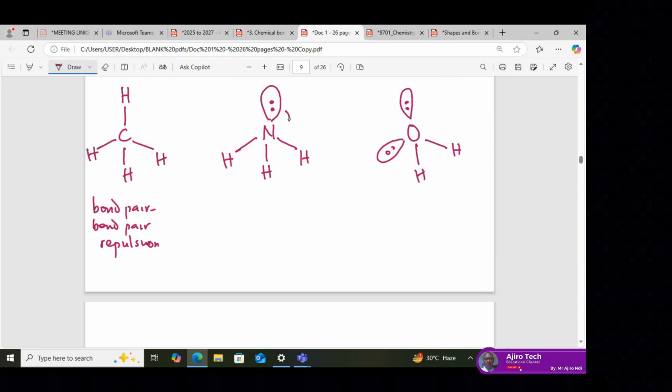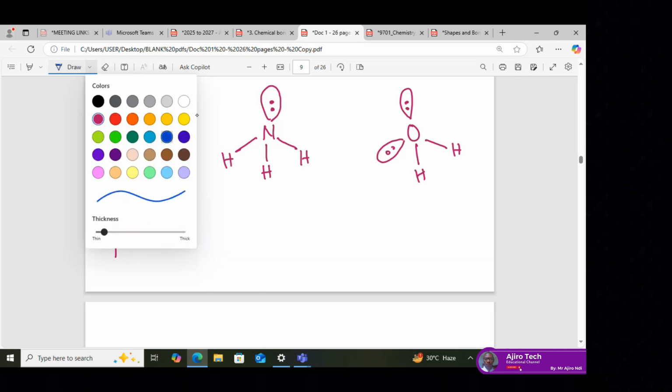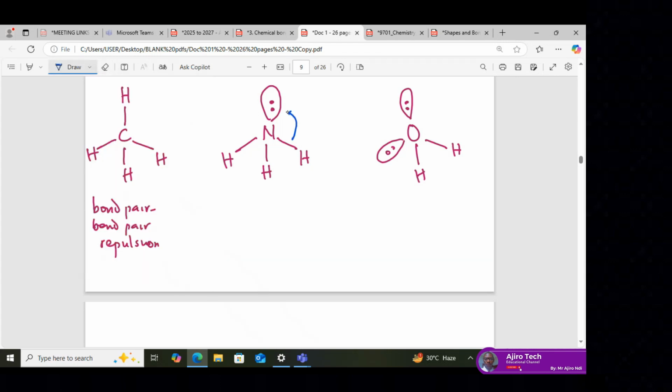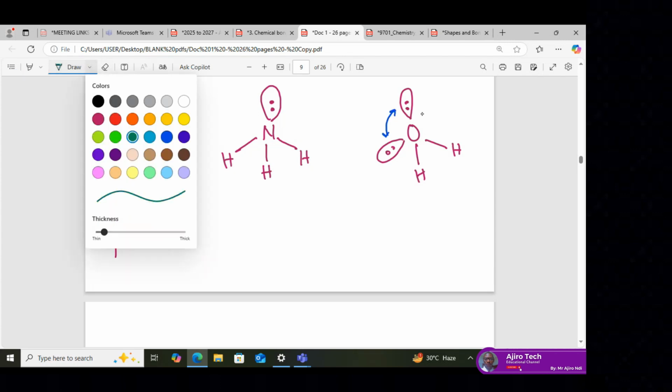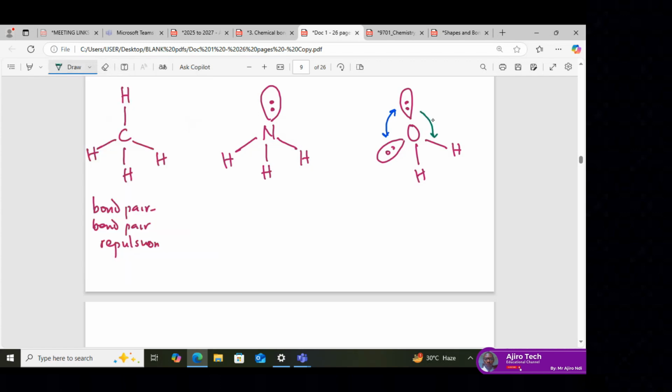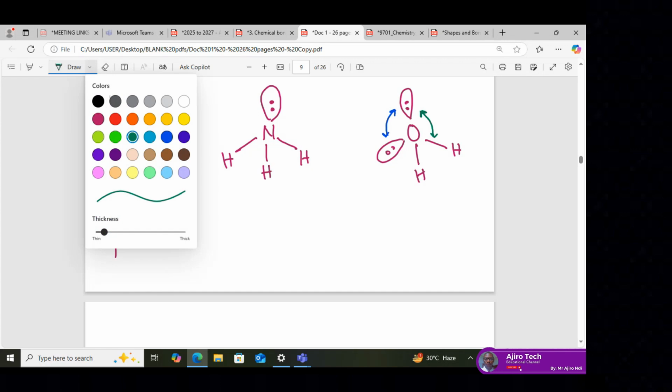Here, what do we have? Let me label it with a different color. What do we have here? Lone pair, bond pair repulsion. Do you agree? Let me use this last one. Number 1, what is this? Lone pair repulsion. What about this? Lone pair, bond pair repulsion. And this final one?